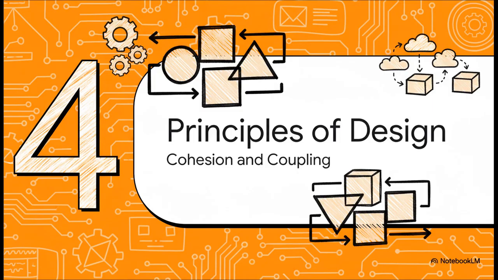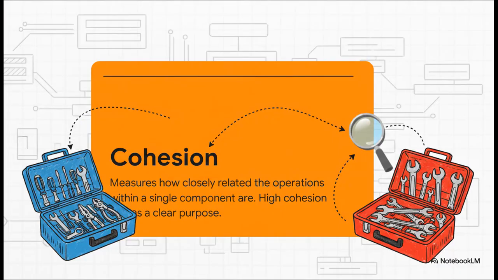So, underneath all these different patterns are two principles that are so fundamental, you absolutely have to know them for your exam. They're called cohesion and coupling. Let's break them down. First up is cohesion. This is all about how focused a single piece of your system is. Does everything inside that one component serve a single clear purpose? Your goal always is high cohesion.